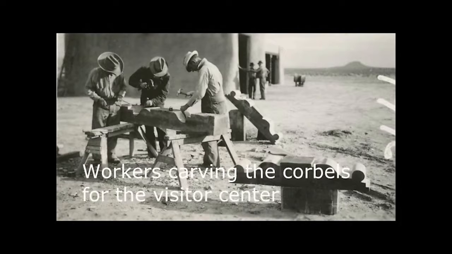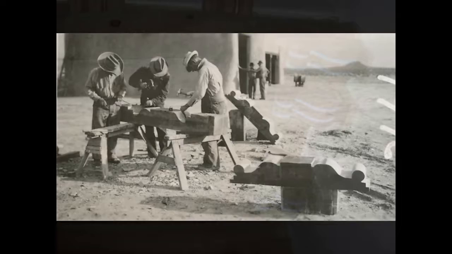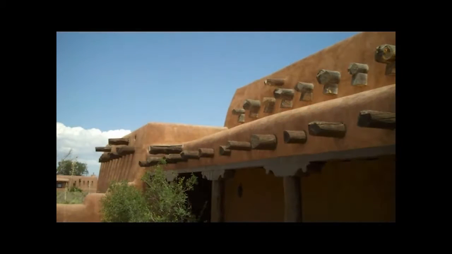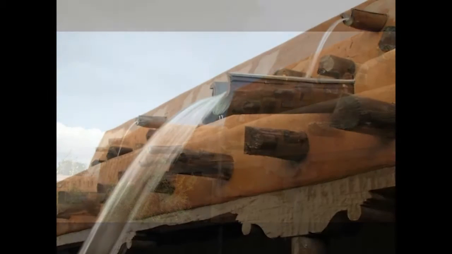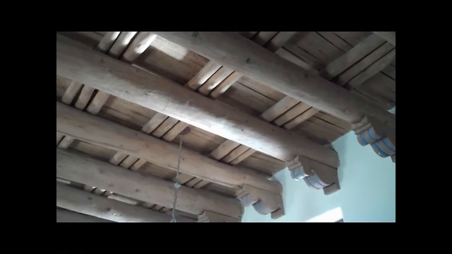These beams are called vigas and rest on corbels, which serve two purposes. One is decorative, and the other is to distribute the weight of the vigas and roof. Often the vigas extend to the outside of the wall and are visible from the outside of the building. Also visible on the outside wall are canales, which are designed to drain water from the roof.